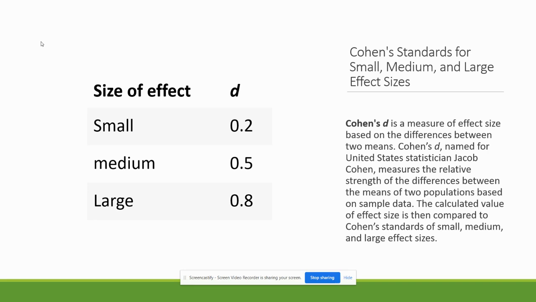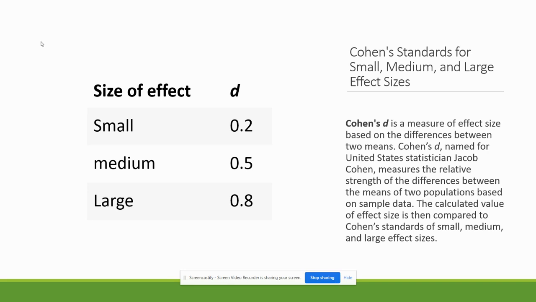So Cohen's d is named after a statistician, Jacob Cohen, and it measures the relative strength between the differences between the means of two populations based on the sample data. That was a mouthful, so let me say that again. It's telling me the relative strength of the differences between the averages of two populations in regards to their data.